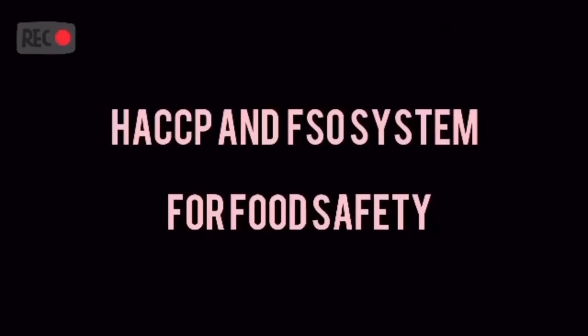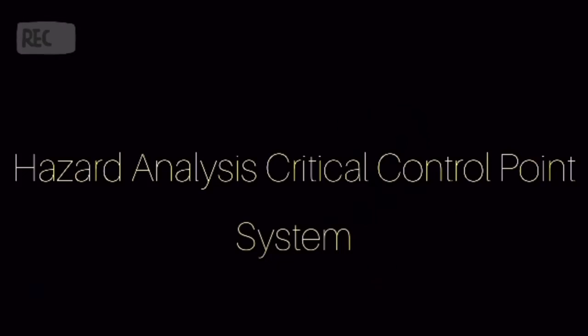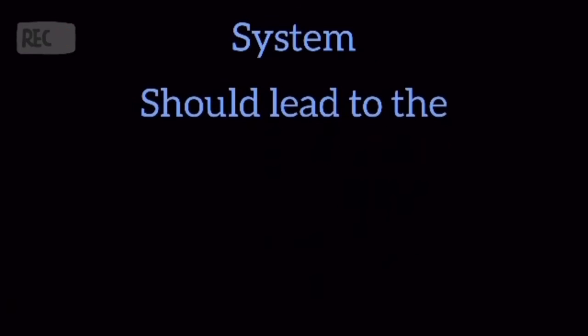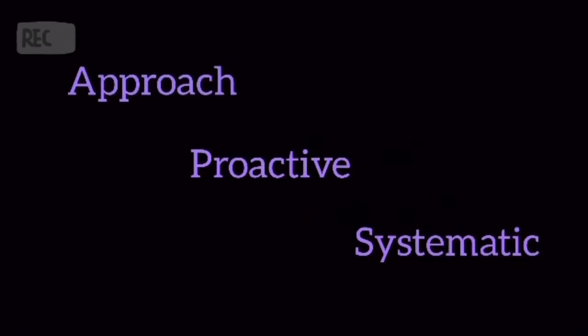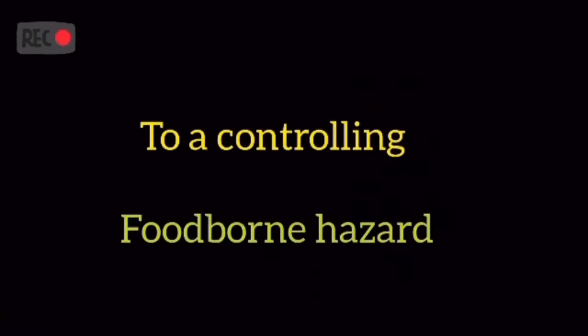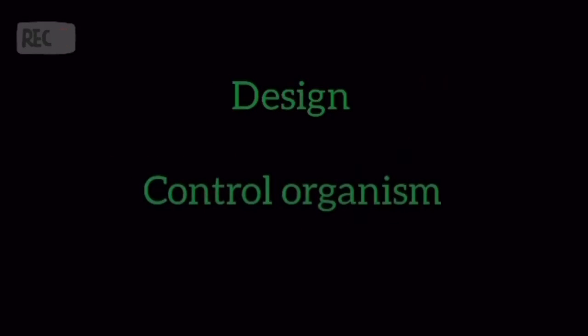I'm going to talk about the HACCP and FSO system for food safety. First, HACCP stands for Hazard Analysis Critical Control Point System. HACCP is a system that should lead to the production of microbiologically safe foods by analyzing for the hazards of raw materials, those that may appear throughout processing and those that may occur from consumer abuse. It is a proactive, systematic approach to controlling foodborne hazards. The HACCP system places emphasis on the quality of all ingredients and all process steps on the premise that safe products will result if these are properly controlled. The system is thus designed to control organisms.